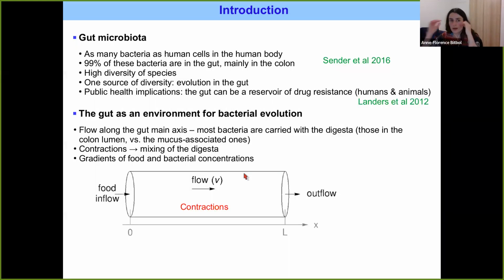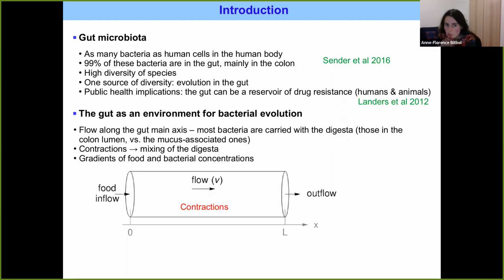Okay, so we are going to talk this time about gut microbiota. And gut microbiota are very interesting, first of all, because they are abundant. There are as many bacteria as human cells in the human body, and most of them are in the gut, mainly in the colon. There is also a high diversity of species in the colon, and they can have a big impact on health, which I'm not going to discuss here, but they are also important for medical reasons.